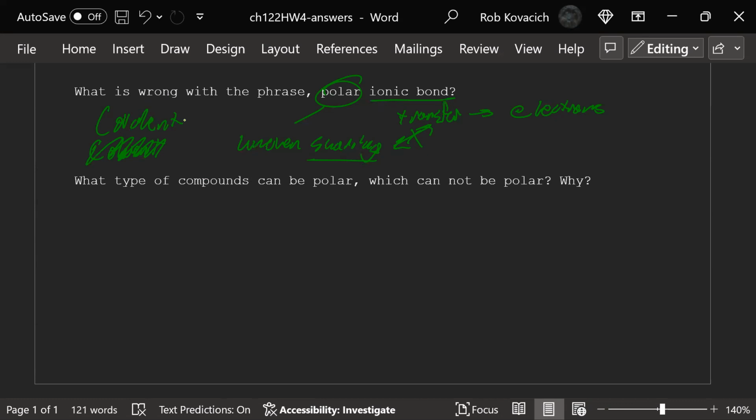Covalent is the only option for a polar bond because there's sharing. And so polar just means uneven sharing. So it's got to be a polar covalent bond. What types of bonds can form? Covalent can, and ionic cannot. That's easy. And that's it. Okay, so that was homework 4.